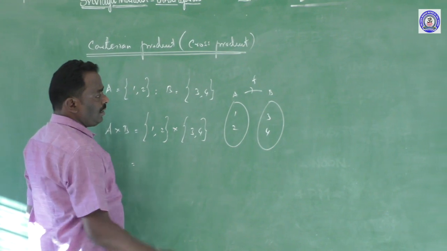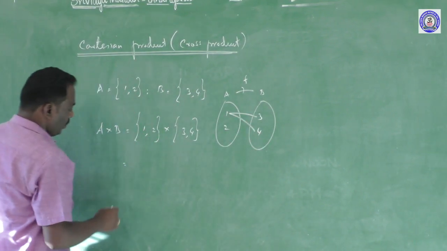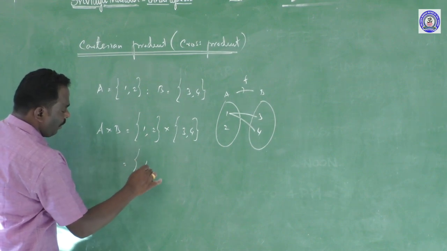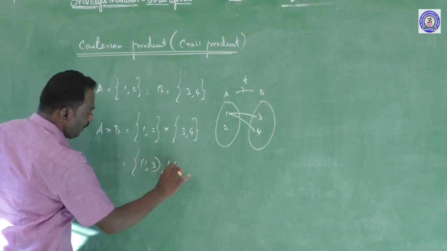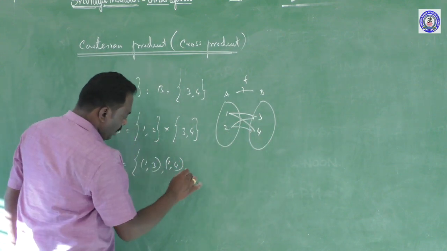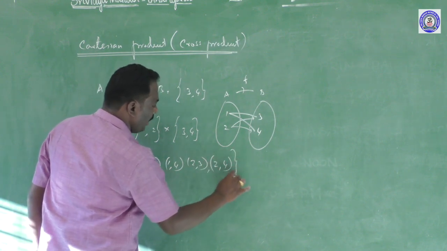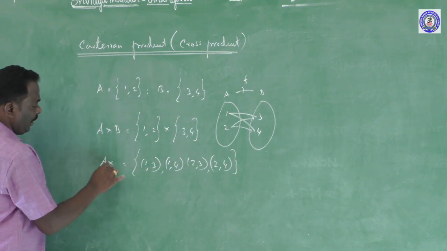Now write the Cartesian product: 1, 3, 1, 4. So write the ordered pairs: 1, 3. Then 1, 4. Then 2, 3. Then 2, 4. It is called the cross product of A cross B.